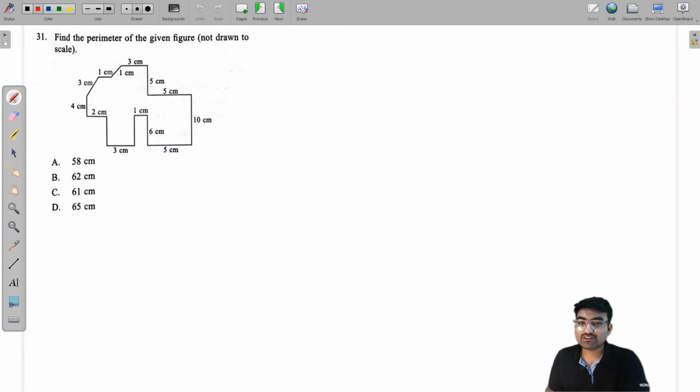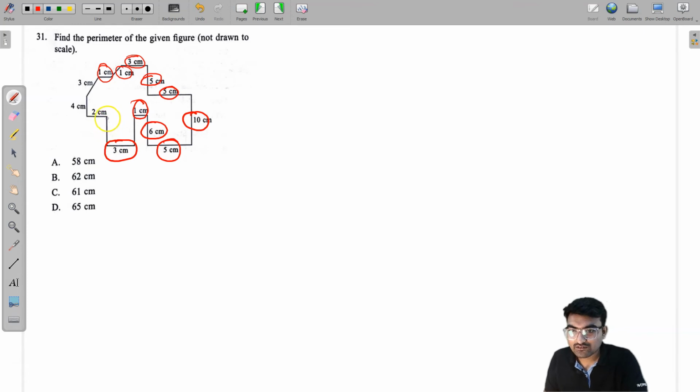Find the perimeter of the given figure. Okay, so what is the perimeter? It is the sum of all the sides, right? So just add 1 plus 1 is 2, plus 3 is 5, plus 5 is 10, plus 5 is 15, plus 10 is 25, 30, 36, 37, 40, then 40 plus 2 is 42, 42 plus 4 is 46, and this is 49, right?